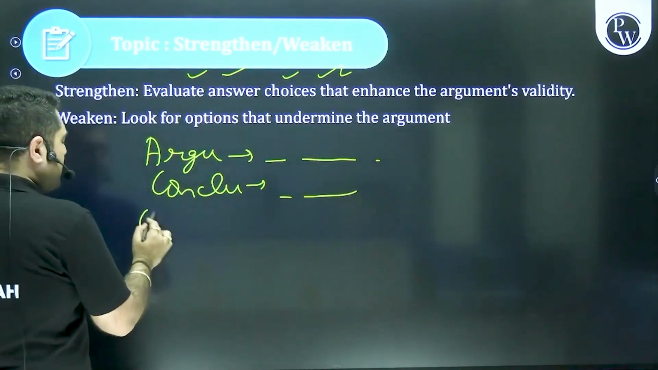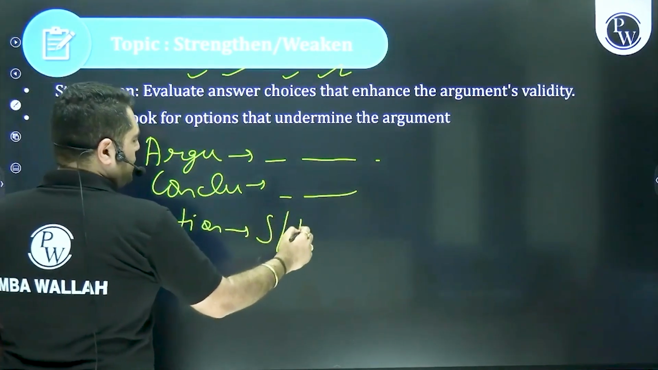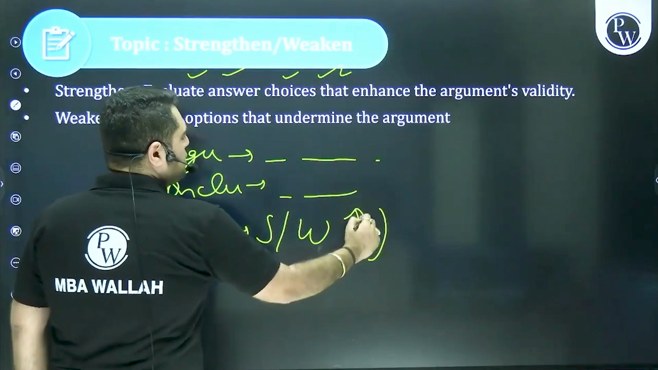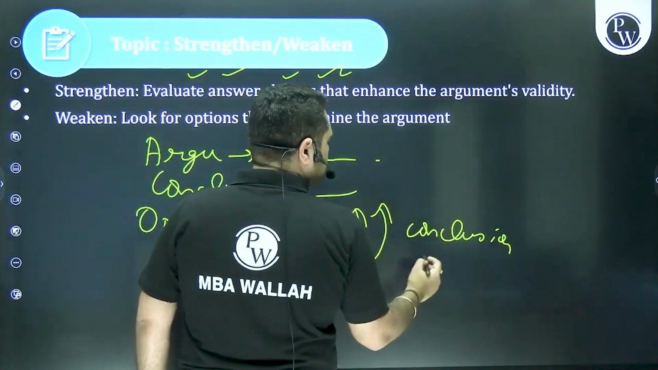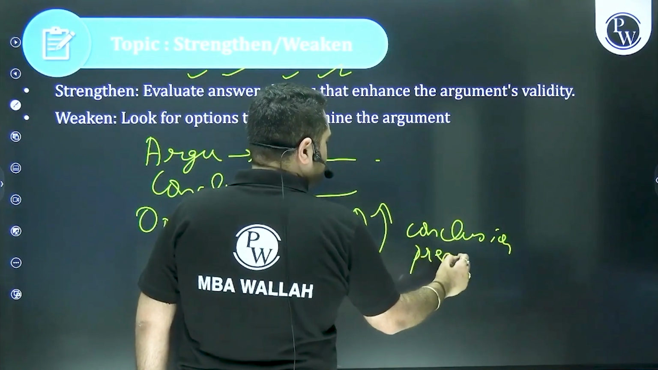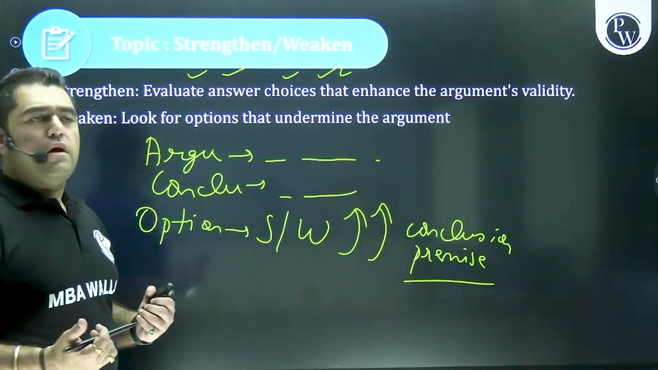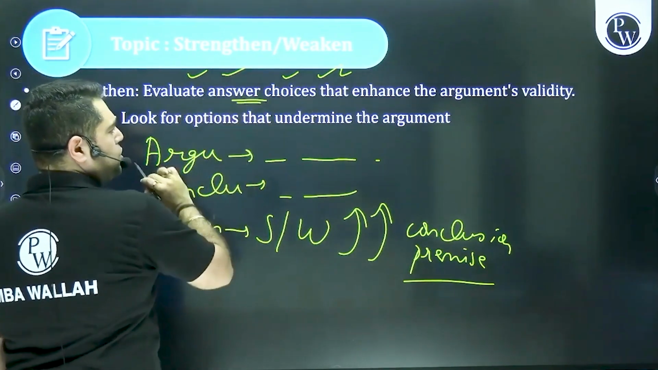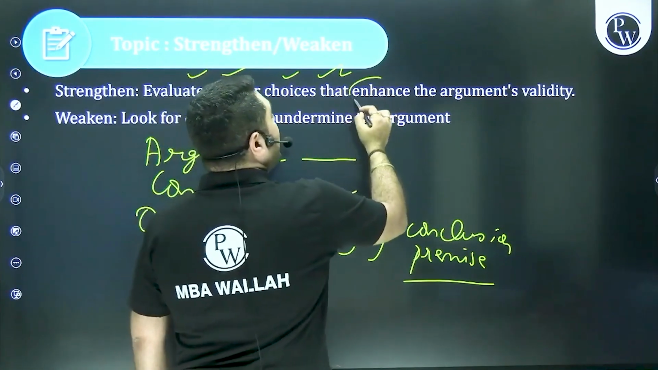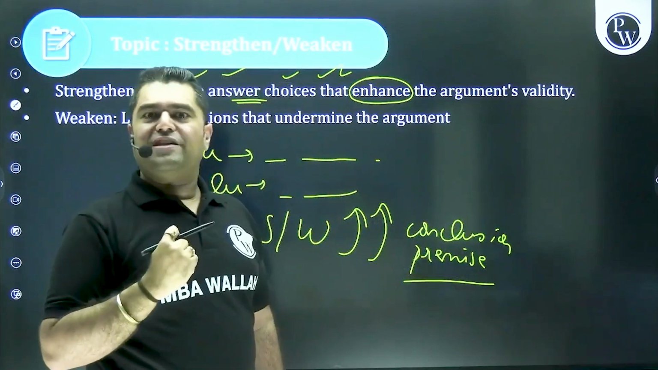You will then be asked to choose an option that either strengthens or weakens the conclusion above, or strengthens or weakens the premise above. Now common sense dictates, sir, what do you mean by strengthen? So obviously strengthen means you have to evaluate those answer choices that enhance the argument's validity. What do you mean by enhance?